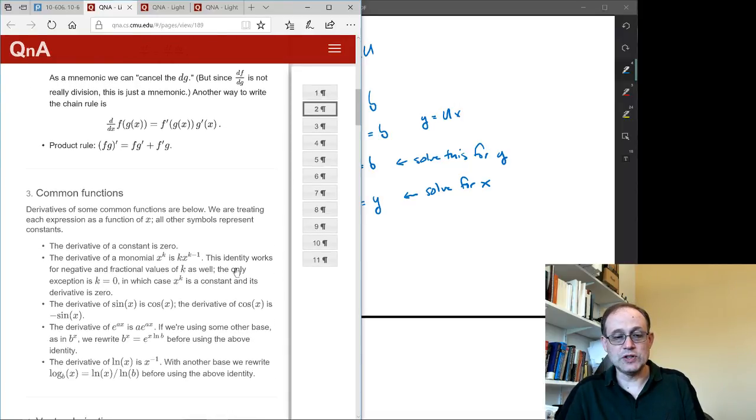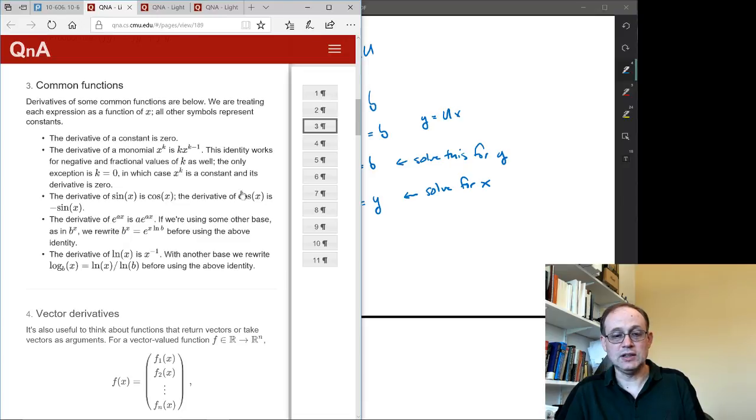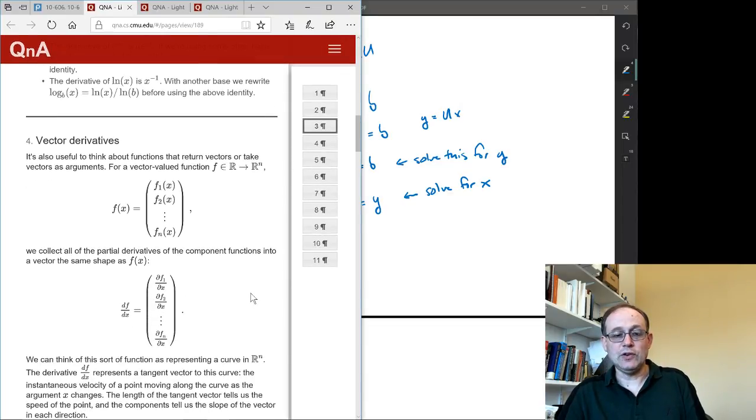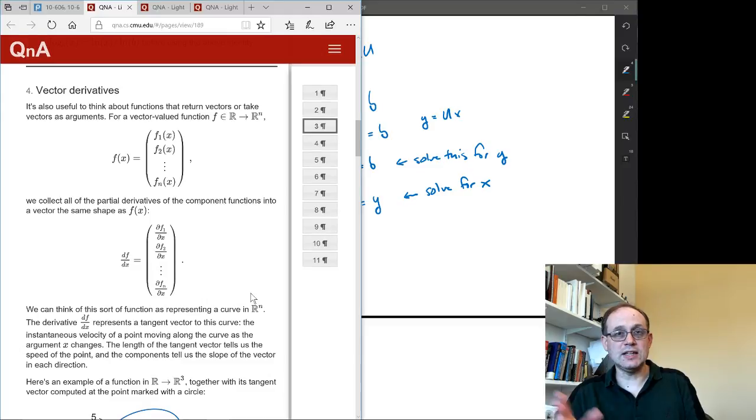And then, of course, you need to know the derivatives of common functions like constants, monomials, polynomials, trig functions, and exponentials and logs, right? So we'll assume that you remember those or can look them up. But that's the sum total of the scalar review, and that's mostly just to fix notation so that we're all working in a common notation. All right, so now let's start getting into higher dimensional objects. And the simplest higher dimensional object is a vector.